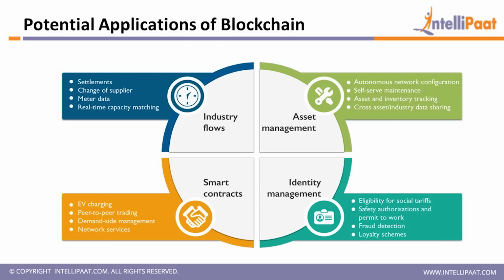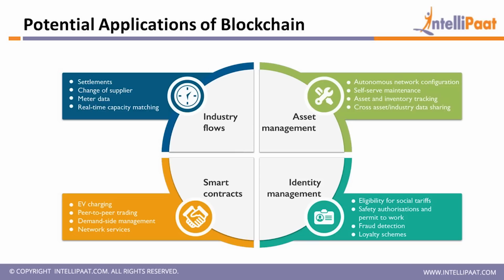Like for industry flows, you can use blockchain for settlements, change of supplier, meter data, real-time capacity matching, etc. Then for asset management, you have autonomous network configuration. You can use it for self-serve maintenance, asset and inventory tracking, cross-asset industry data sharing. Then for entity management, you can use it for eligibility of social traffic, safety authorizations, permit to work, fraud detection, loyalty schemes, and so on. So whatever you want, you can bring it on blockchain.